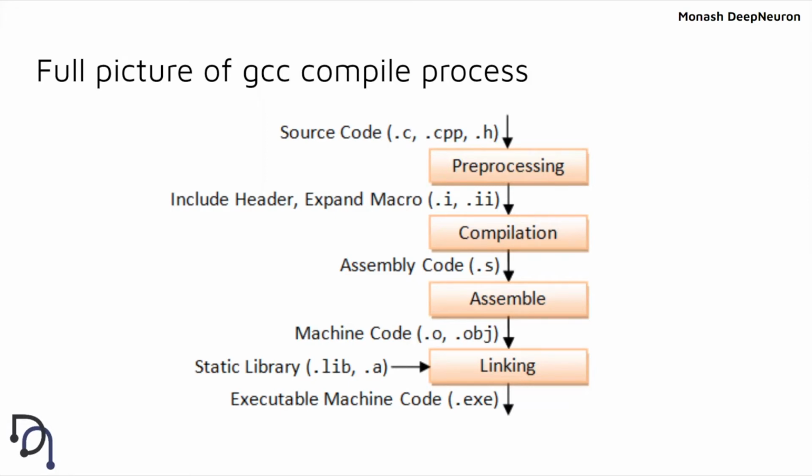A computer still cannot process it, so assembly code needs to be assembled to become machine code, which only consists of 0 and 1. Then machine code is linked together with libraries to create executable machine code, which we run.